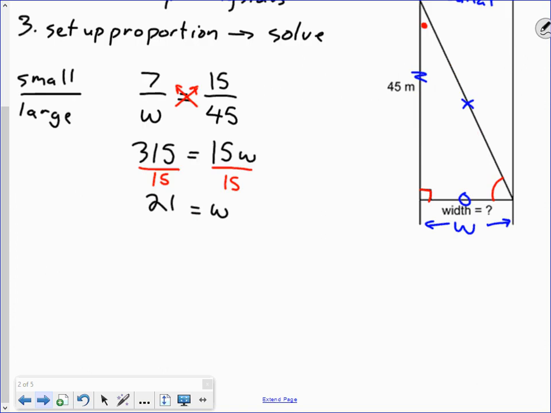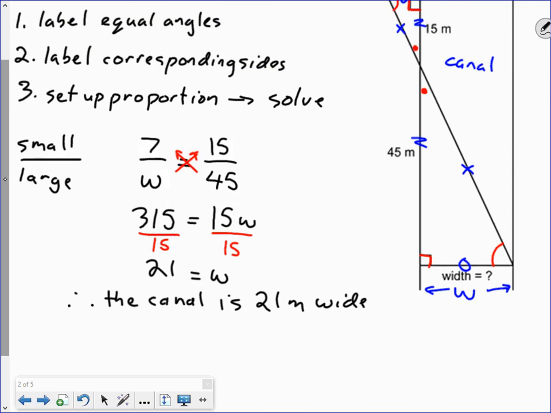So we can sum this up with a little statement at the end. Therefore, the canal, I'm not sure what happened to that end there. Let's say the canal is 21 meters wide. Okay. And writing this statement at the end helps you to show that you understand that you found the thing that you want to find and what it represents in the context of the question.